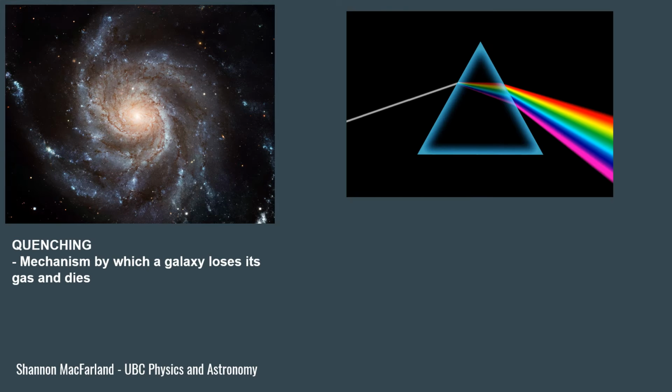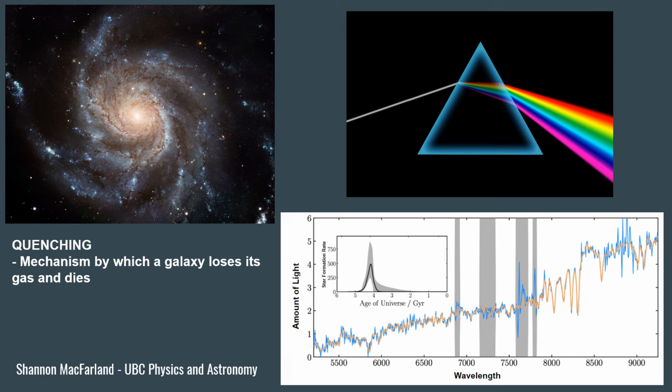You may be familiar with the concept of a prism, which splits light into a rainbow, and astronomers do a similar thing with light from a galaxy, splitting the light into a spectrum. We as humans only see a small portion of the entire light spectrum, but galaxies emit light over a large range of wavelengths, and the spectrum is going to look something like this.